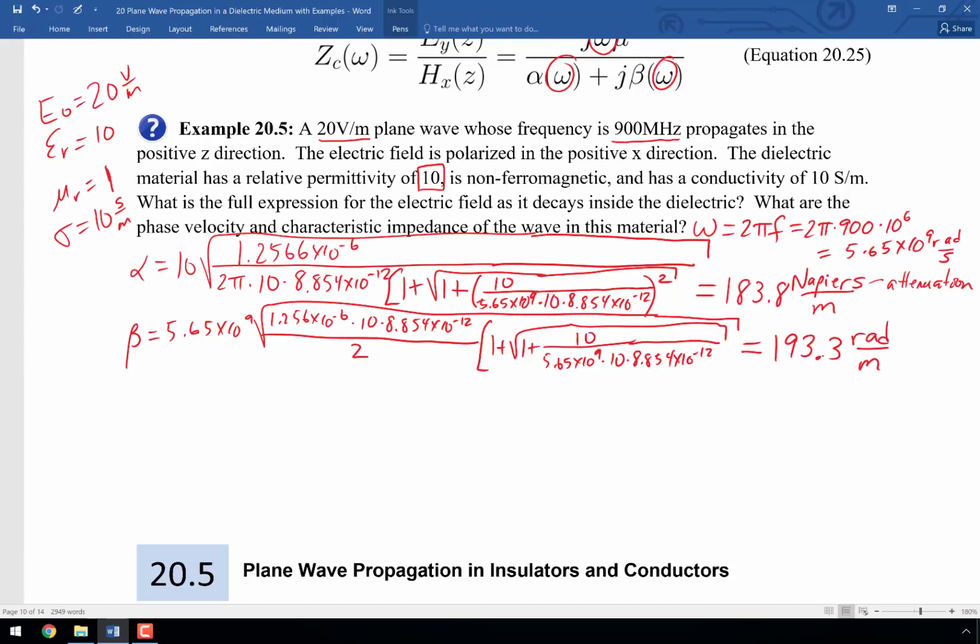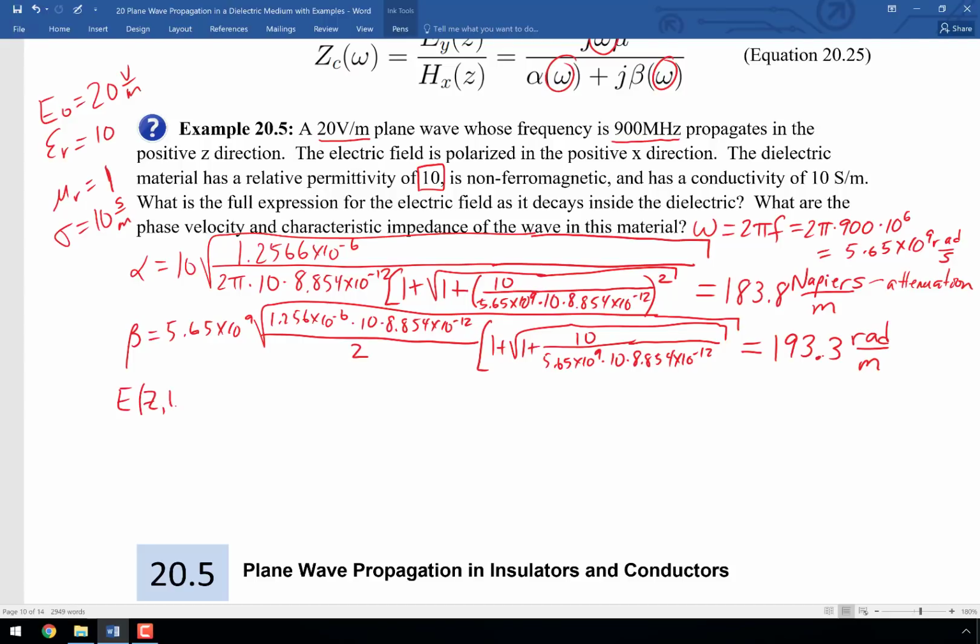Or you could use meters to the minus 1, but because we're not using Nepers, we know that we're talking about just oscillations, not with decay. And so we can see that E, and we were told that it is polarized in the positive x direction. So this is E, you could call it E sub x, but I'm just going to do it with a unit vector at the end.